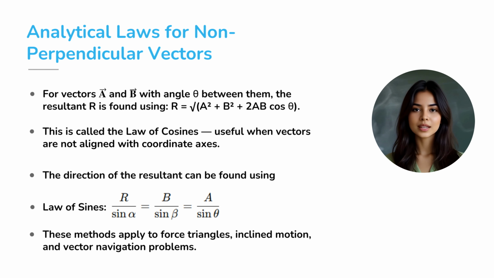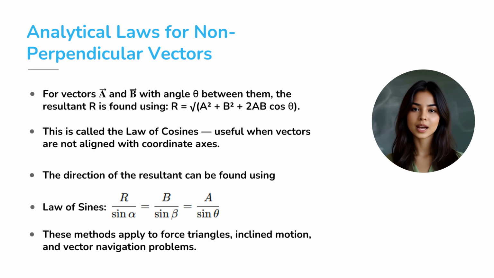When two vectors, A and B, are not perpendicular and there's an angle theta between them, we use the law of cosines to find the magnitude of the resultant vector. The formula is R equals the square root of A squared plus B squared plus 2AB times cosine theta. This method is especially helpful when vectors aren't aligned along the x or y axis.